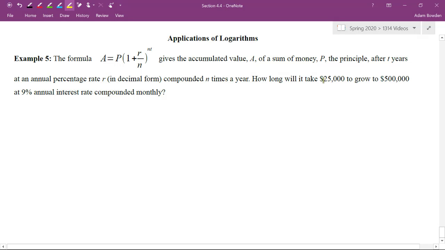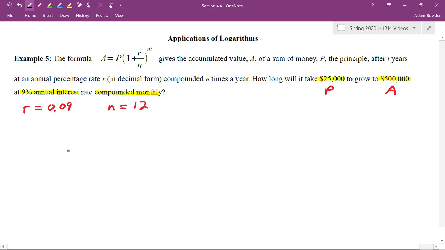Okay, so let's break this down. We actually want to look forward to the future to find out how much time it takes. The $25,000 is our starting amount, the principal. The $500,000 is what we want to accumulate in the future. That's going to be the future value A. The 9% interest rate is going to tell us about r, but again we have to take 9% as a decimal, which would be 0.09. And then compounded monthly tells us how many times per year it's compounded. That would be n equals 12 times per year.